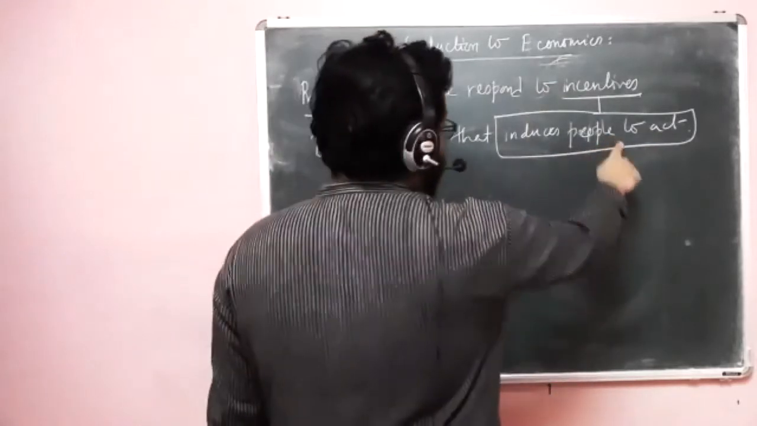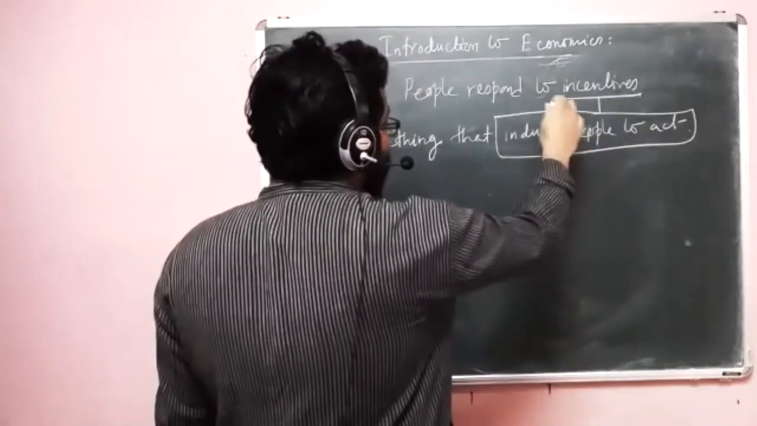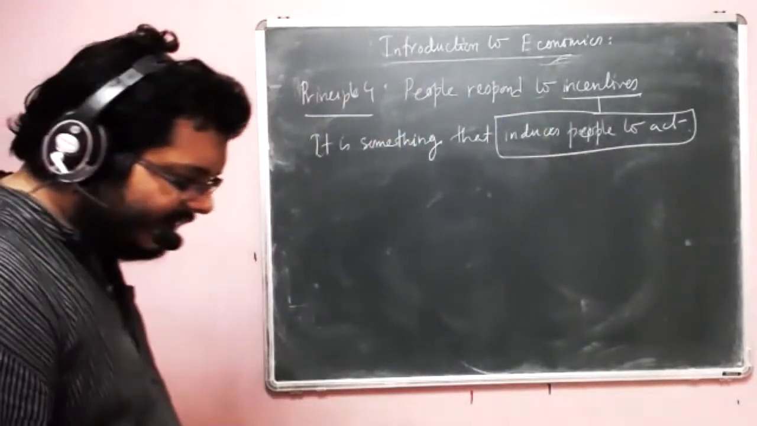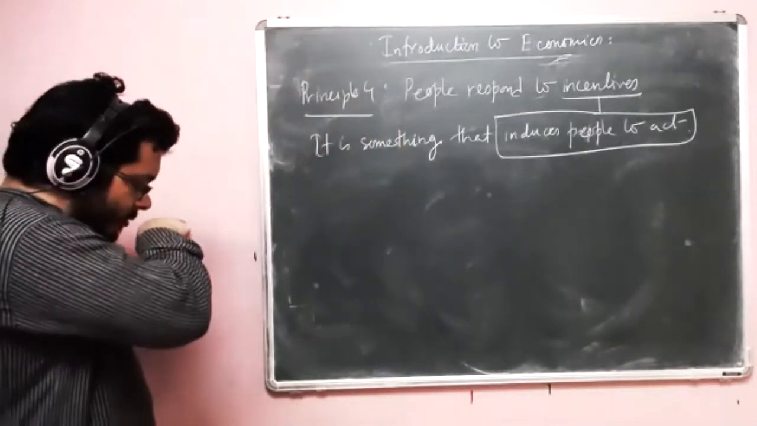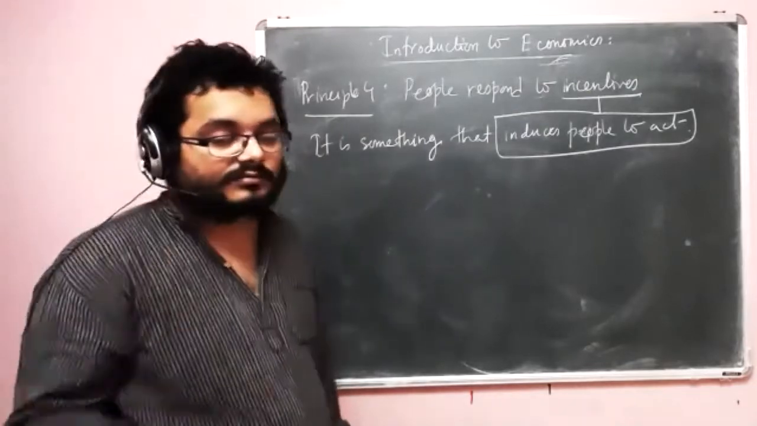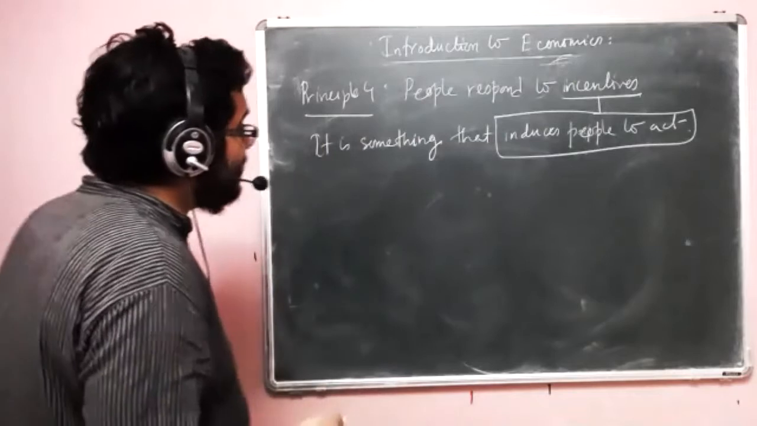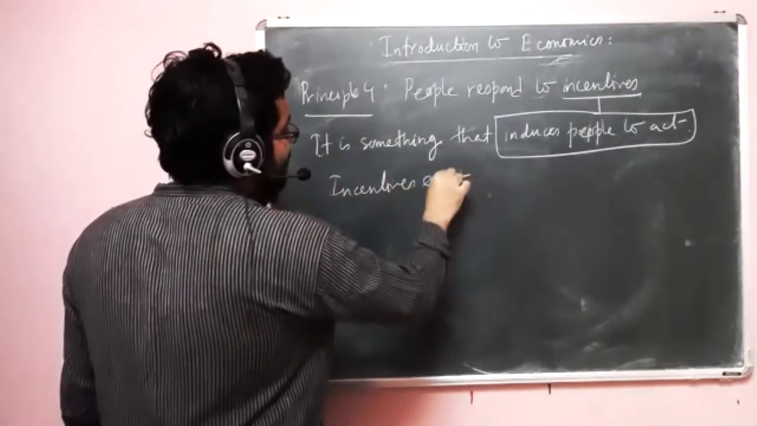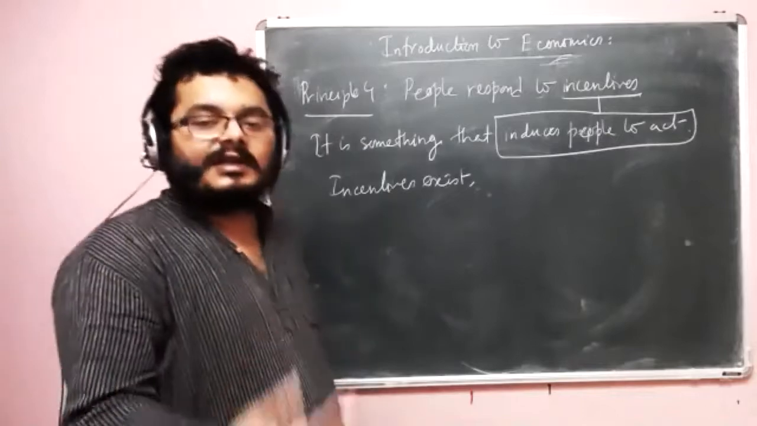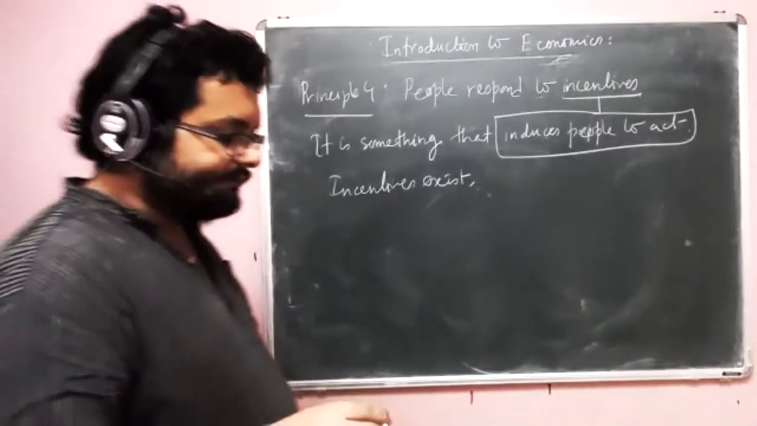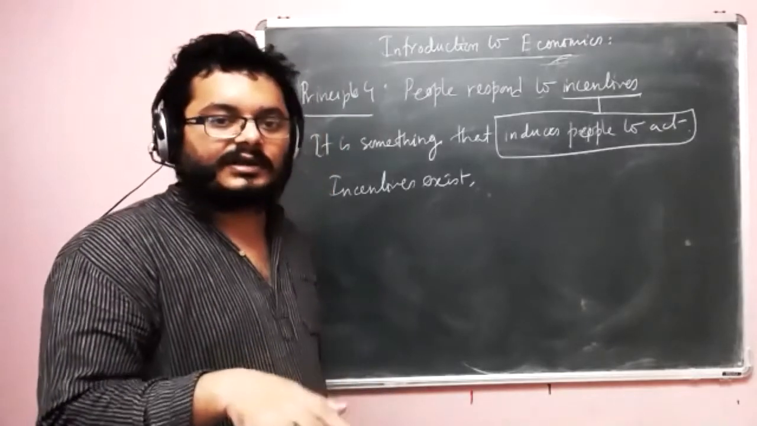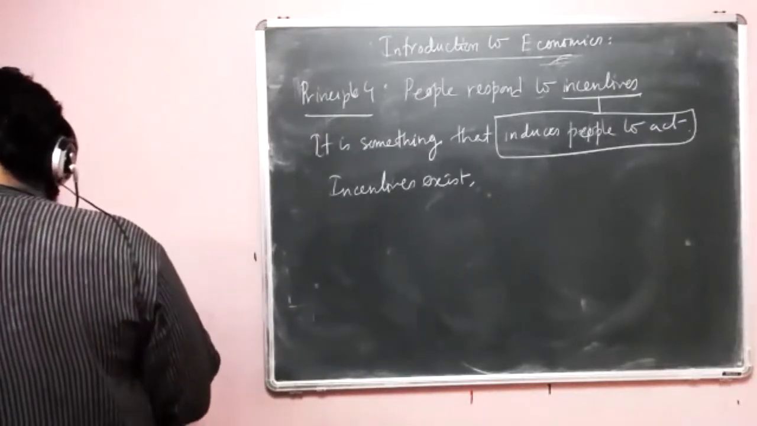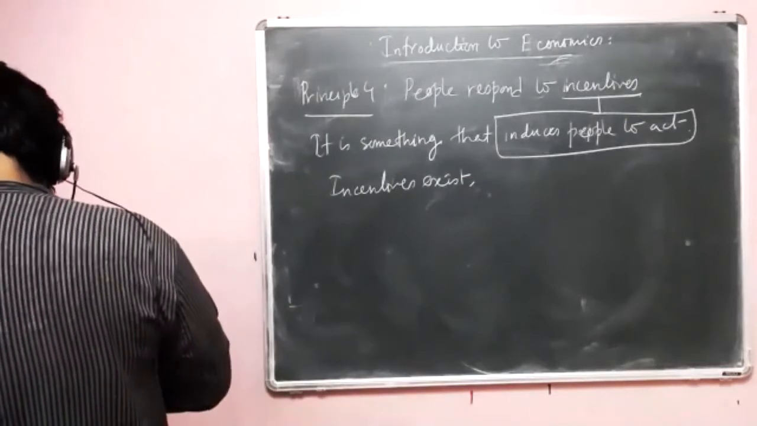So if people do not act, then it will not be incentive. But then there will be no point of saying that people didn't respond to that incentive. So what we can say here in a better way is that incentives exist. That means there are ways and means by which we can indirectly lead people to act. Okay, that's possible. That is more important, because if it's possible, then that's the best way to do things.